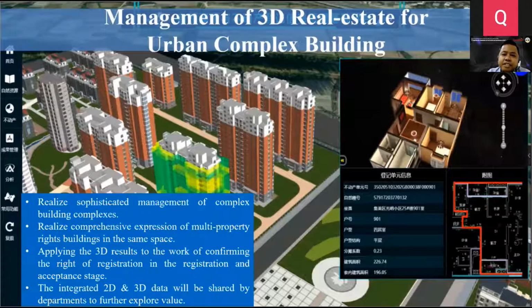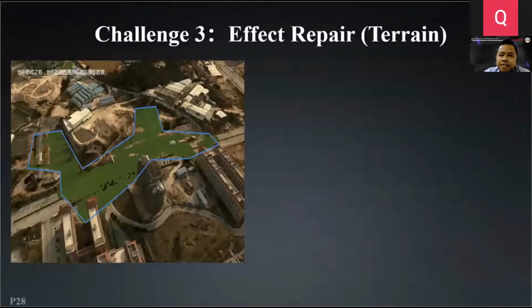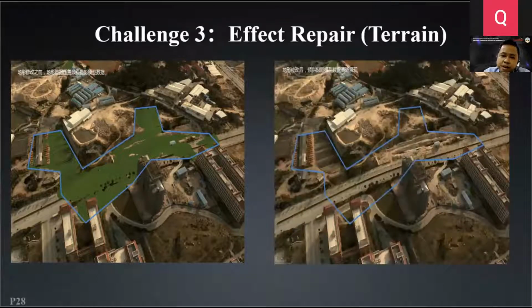The next challenge is the effect repair. The first challenge is the effect repair for terrain. The oblique photography model is a digital surface model that contains the real terrain information. In practical applications, it is often necessary to impose the oblique photography model into a scene that already has terrain information. Sometimes these two terrain data cover one another. In order to solve this problem, we can replace or modify the original terrain to achieve the goal.